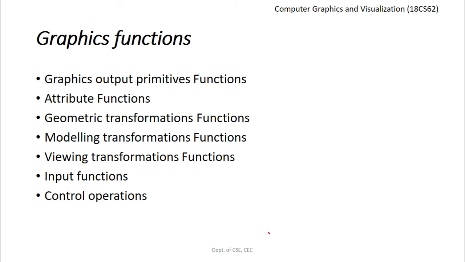Okay, we have a bunch of different graphics functions. So a general purpose graphics package provides users with a variety of functions for creating and manipulating pictures. These routines can be categorized according to whether they deal with output, input, attribute, or other functions. So these are the list of graphics functions that we have. The first type of function we have is something called graphic output primitive functions. Let us see what these graphic output primitive functions are.